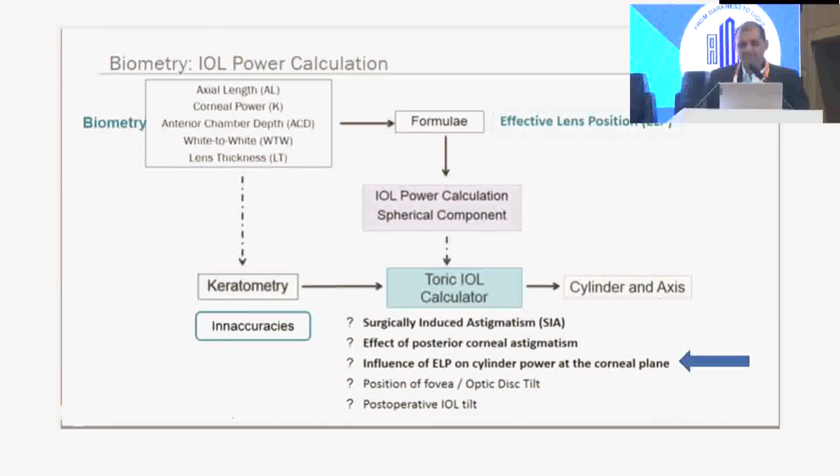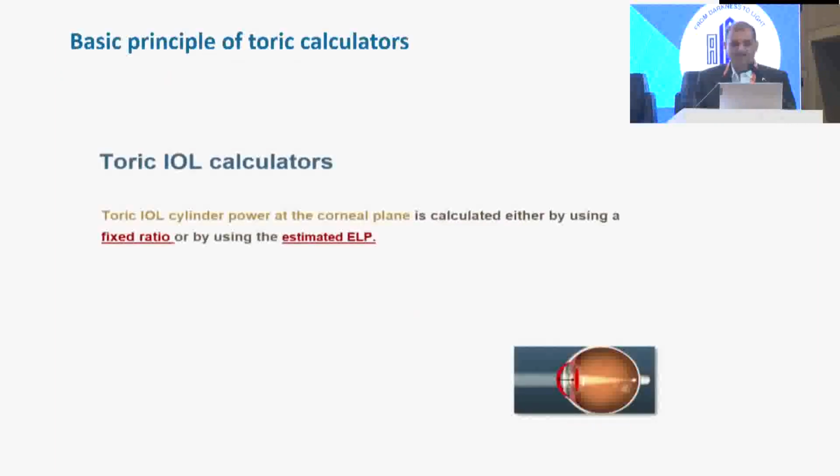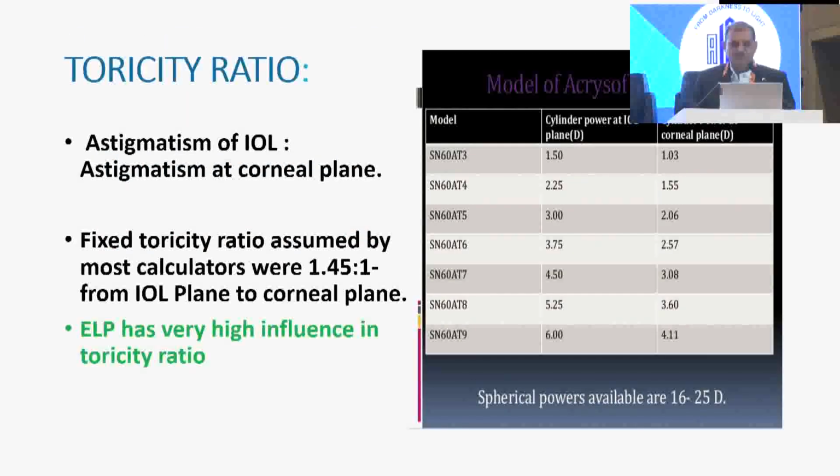Now the third problem is the influence of effective lens position on cylindrical power at the corneal plane. Now all Toric calculators which are coming up have calculated either by using a fixed ratio or by using the estimated effective lens position. So what is the ratio? The fixed ratio is assumed as 1.45 to 1 from the IOL plane to the corneal plane. But effective lens position has a very high influence on the toricity ratio.